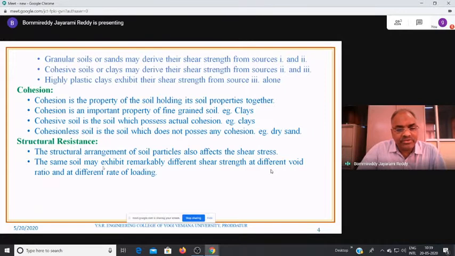for a given soil, already you have seen several properties are the same. For a given soil, in the last class we have seen the coefficient of consolidation, CV, is the same. And for a given soil, several other properties are the same. But in the case of shear strength, the cohesion and also the angle of internal friction vary with the variation of the void ratio and also the application of the load, the rate of loading. So that means the properties always depend on the variation of the parameters.